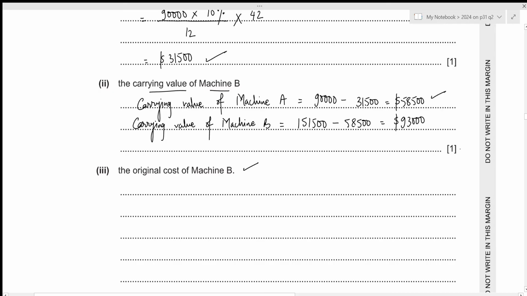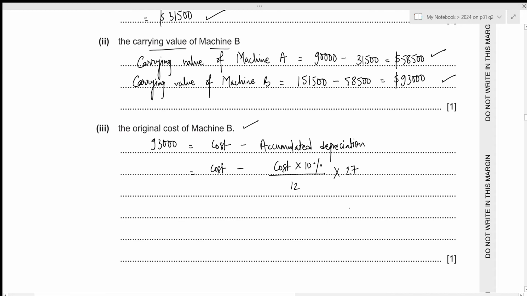Now we already have the carrying value of machine B. Remember that the carrying value is just the cost minus the accumulated depreciation. And we just calculated that machine B was used for a total of 27 months. So we're trying to calculate the cost. Accumulated depreciation is just going to be cost times 10%. This will give us the depreciation charge for 1 year. If you divide it by 12, we get the depreciation charge for 1 month. And if you multiply it by 27, we get the accumulated depreciation for the entire period in which we used machine B. So this will again be equal to 93,000.